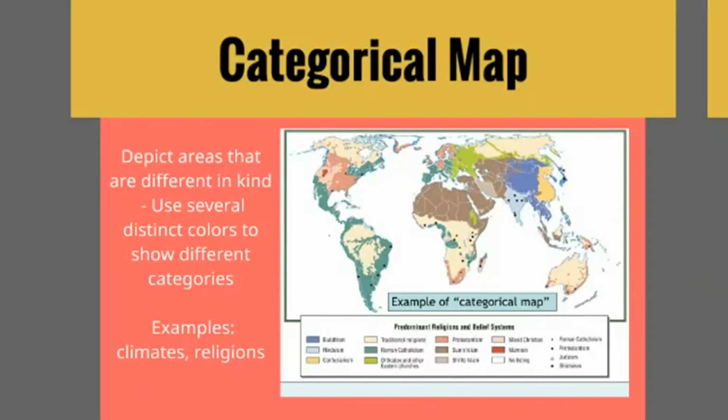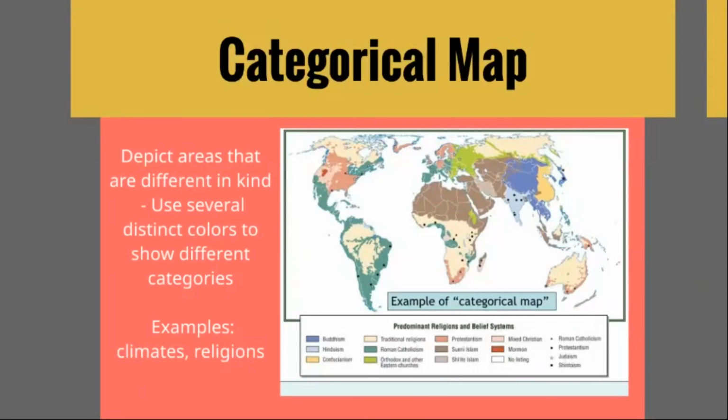Some examples of this would be climates or religions. So what you would do is you'd use different colors to show different types of climates around the world. This one is a religion map, and it helps you to see the different religions in different areas of the world. It also colors the different sects of major religions differently so that you can understand where the different groups are.